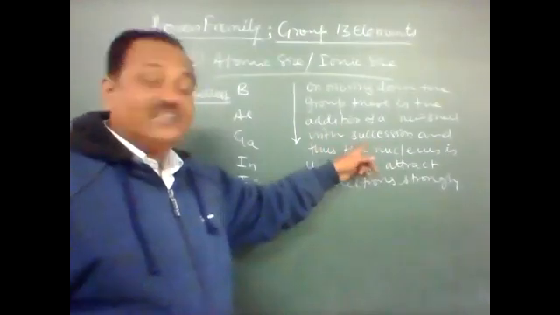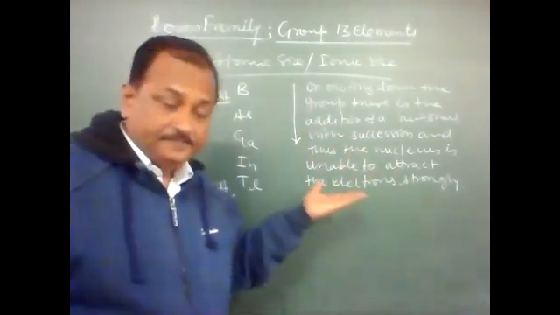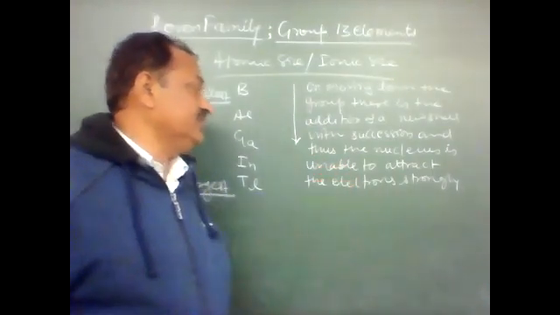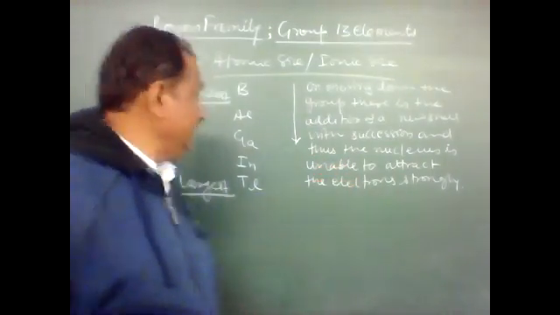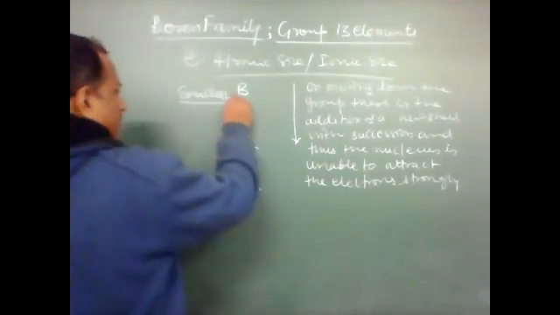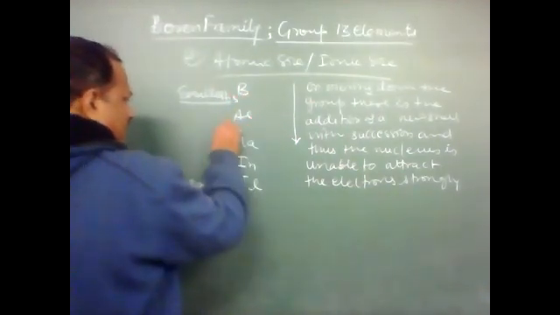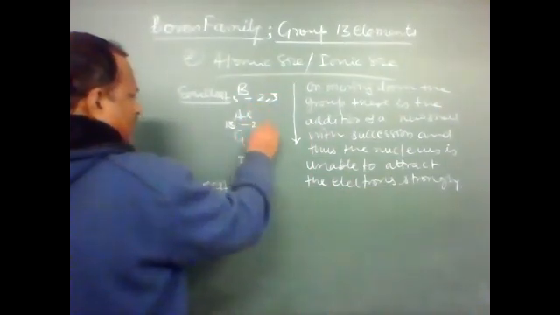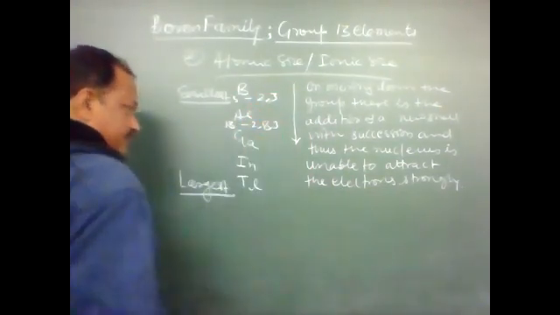With succession means one after the other. I will just explain here. Thus the nucleus is unable to attract the electrons strongly. Now see here, boron atomic number 5. I will take only 2 cases. So here 2 and 3. Here 2, 8 and 3.